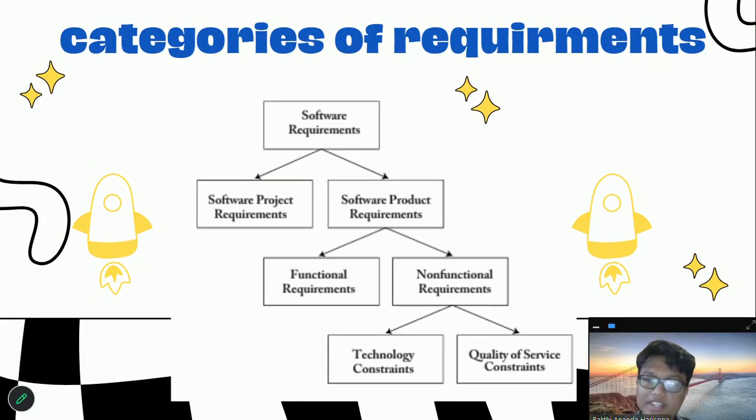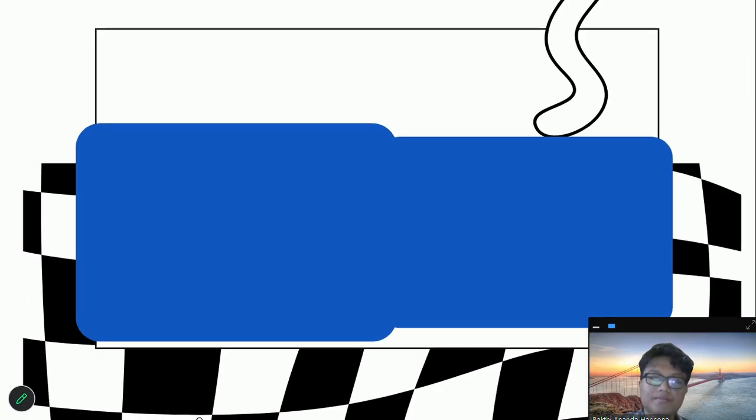So here are the categories of the software requirements itself. There is software project requirements, software product requirements, functional and non-functional requirements, and lastly, technology constraints and also quality of service constraints. Here I will also explain these categories one by one. So first, I'm going to explain about software project and product requirements.